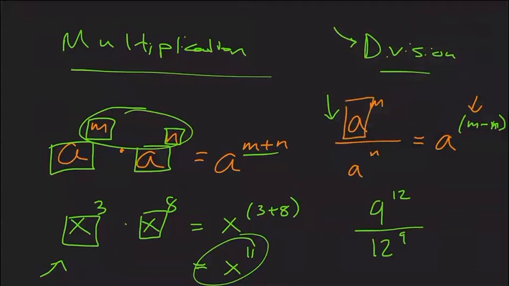Remember, they need to be the same base. But here, red flag, now they're different bases. One's a 9, one's a 12. So we can't apply this division property. We wouldn't be able to approach this problem with that. So in this case, we just say something like cannot apply this property, or we just wouldn't do anything with it.